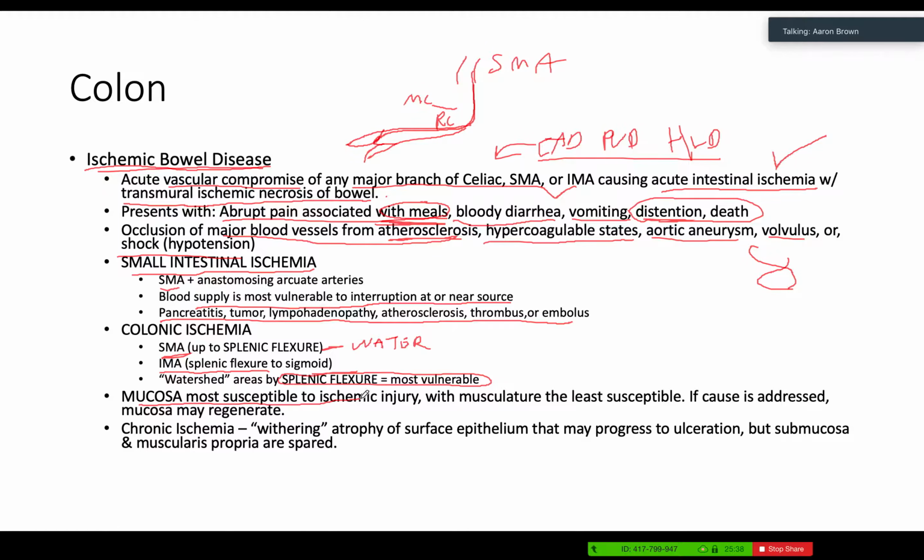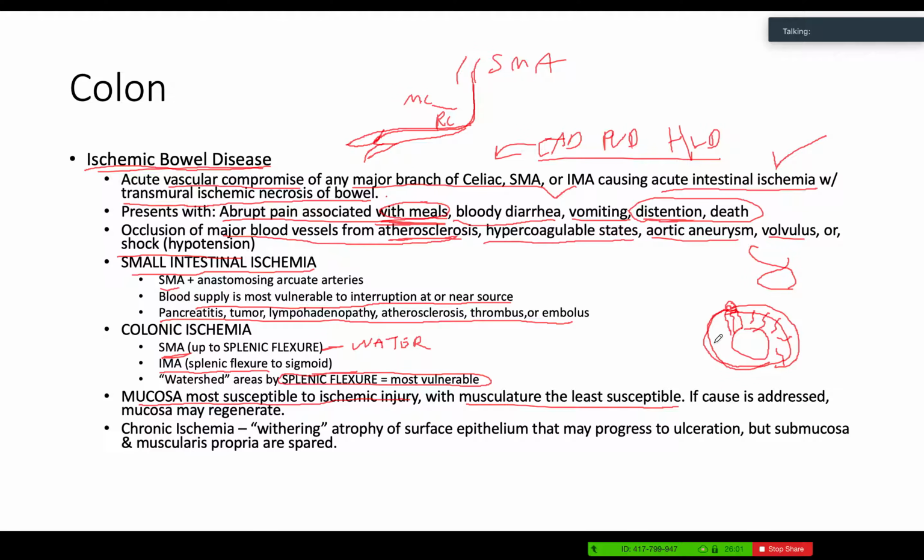Mucosa is going to be most susceptible to ischemic injury. Musculature least susceptible. Why? Well, if we think about the wall of our bowel, we're going to transect it here. Okay, so the artery is going to start on the outside, and it's going to send penetrating branches to the inside. Okay, and it's also going to send a branch all the way around. And these branches that go all the way around are also going to be sending penetrating branches.